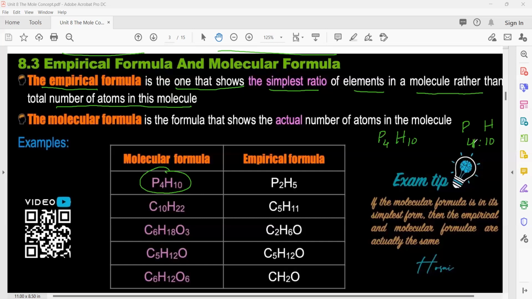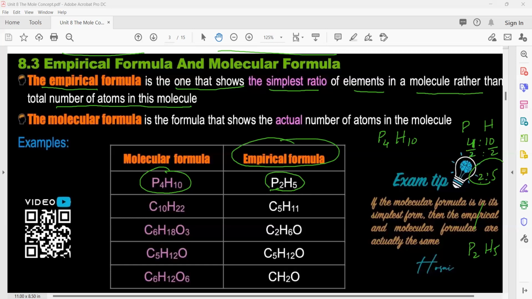Can I simplify this one? Can I divide both by 2? If I divide this by 2, this one also divides by 2. What will I get? 2 and 5. Can I simplify further? No. So if I write that, P2H5, this is known as the empirical formula. Empirical formula will show you the simplest ratio.